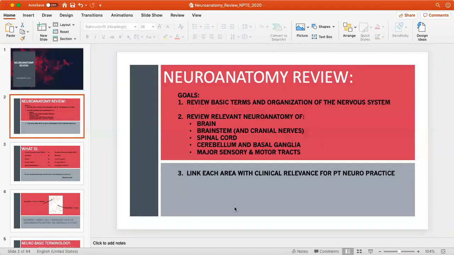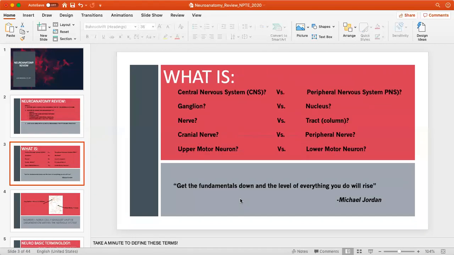So for this neuroanatomy review, goals for the presentation are to review basic terms and organization of the nervous system, review the relevant neuroanatomy of the brainstem, and cranial nerves, spinal cord, cerebellum and basal ganglia briefly, and major sensory and motor tracts. We also want to link each of these areas with clinical relevance for the physical therapist in neurologic practice or in assessing neurologic issues or potential deficits.